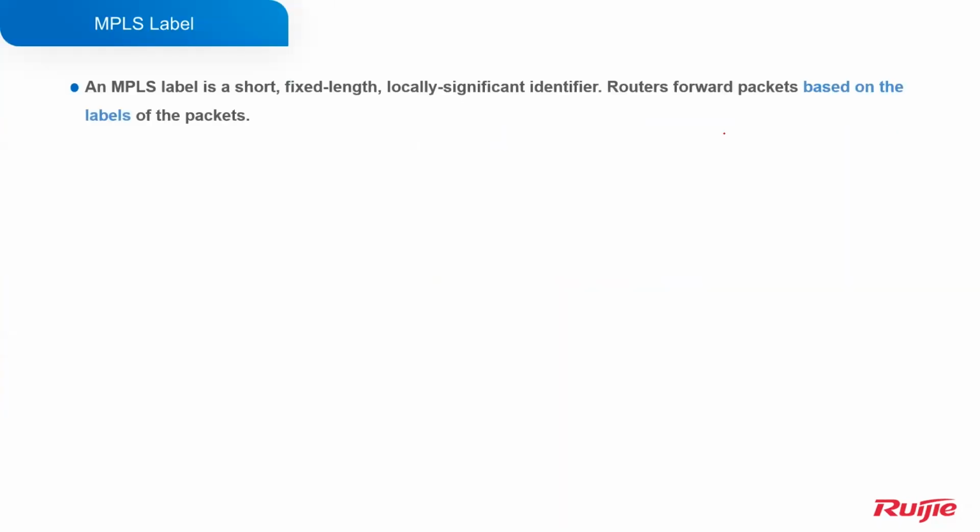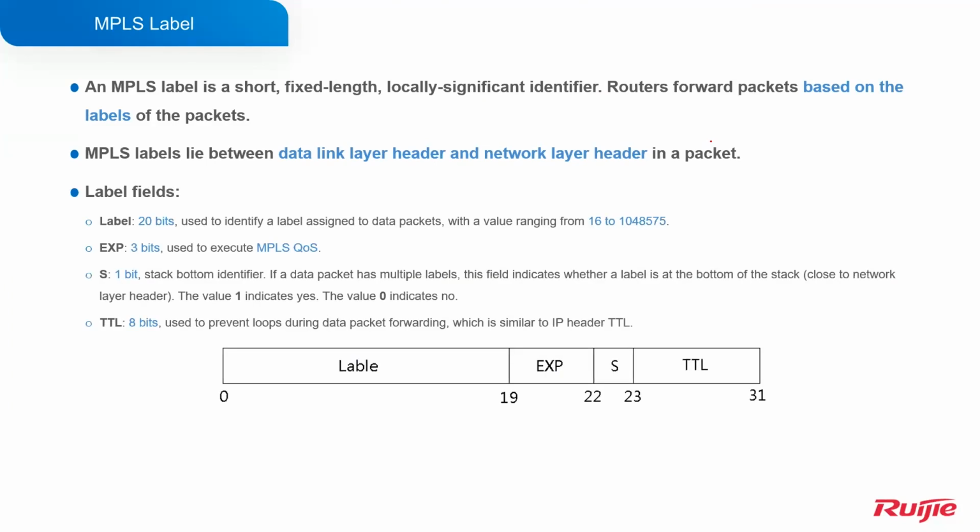The MPLS label is short, fixed length, and locally significant. The router forwards the packets based on the label information. The label is located between the data link layer header and the network layer header, and they carry the information of the label.